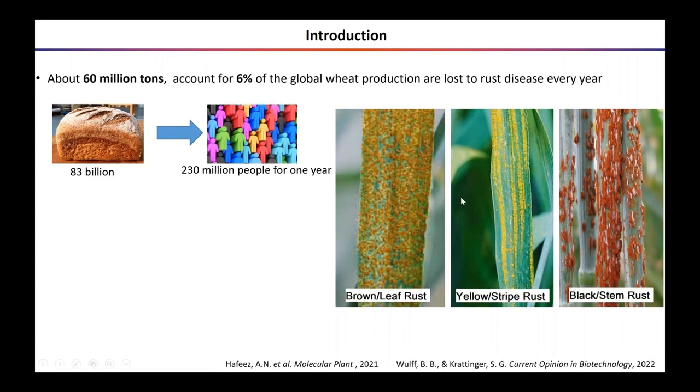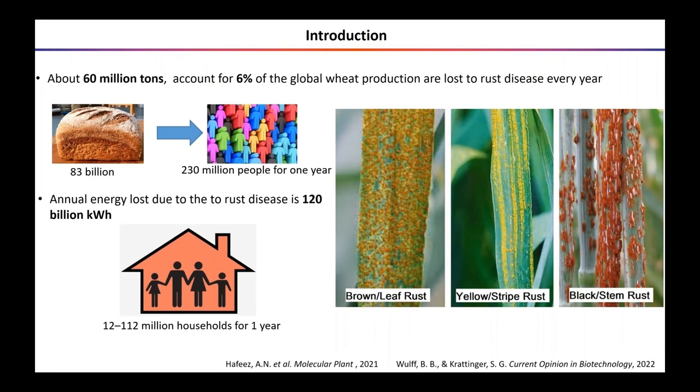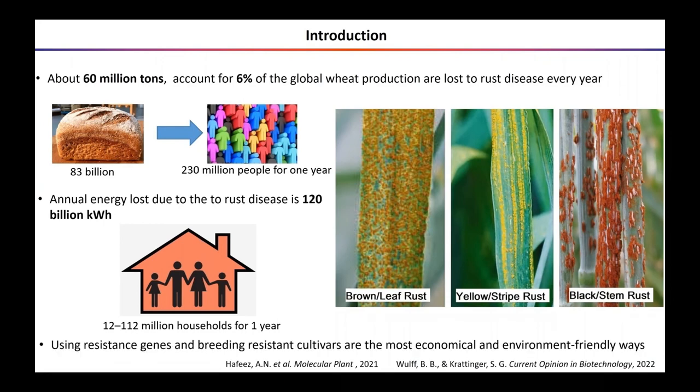As rust disease occurs late during the wheat growth season, a lot of energy and resources have already been spent on the infected plants. So besides the grain loss, it has also been calculated that about 120 billion kilowatt hours of energy are lost to rust disease every year, and this energy could have been used to provide electricity to 112 million households for over 1 year. Using resistance genes and breeding resistant cultivars are the most economical and environmentally friendly ways to fight against rust disease.